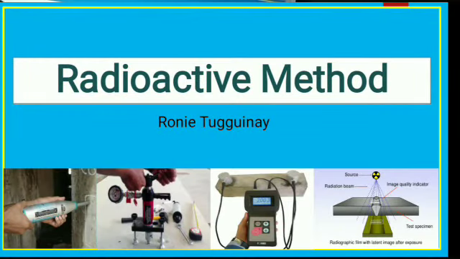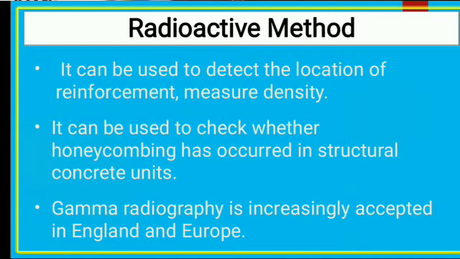Radioactive method. Radioactive is another method for non-destructive test of concrete. The radioactive method can be used to detect the location of reinforcement, and it is also used to measure density. It is also used to check whether honeycombing has occurred in a structural concrete unit. Honeycombing refers to the void in concrete caused by the mortar not filling the space, or ito yung tinatawag nila na pop rise.